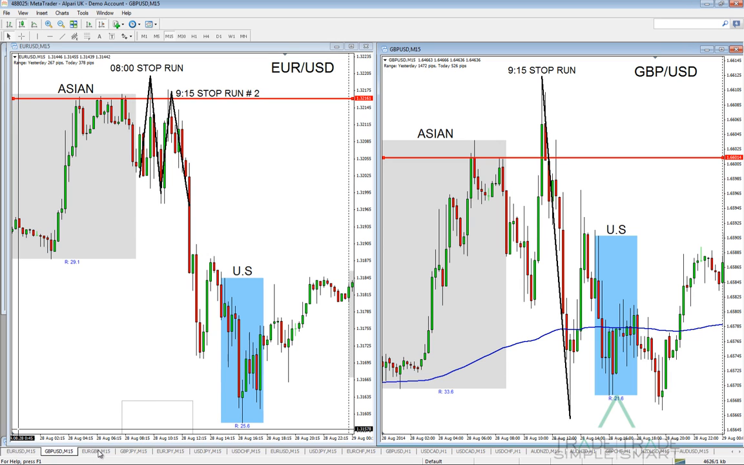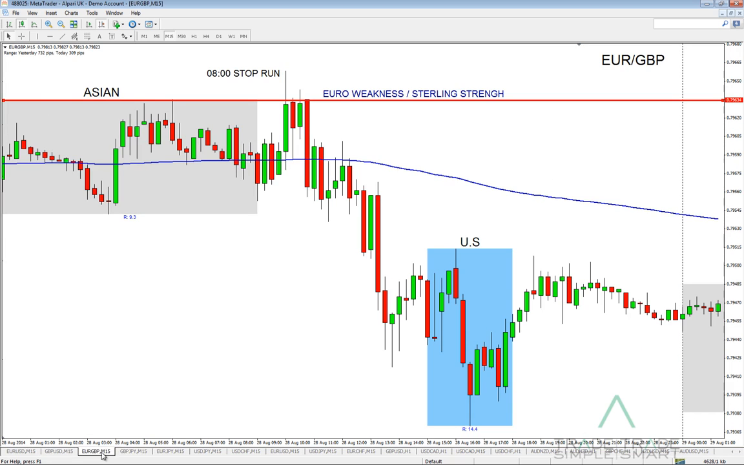Okay, so if we go over to the euro against the sterling, and again we're on the 28th of August 2014. Now at 8 o'clock, which correlates with the first stop run on the euro dollar, we can see a stop run of the Asian highs. Okay, so we can see that smart money are inducing buyers into the market, and they're going to sell into this and unfold the trend to the downside.